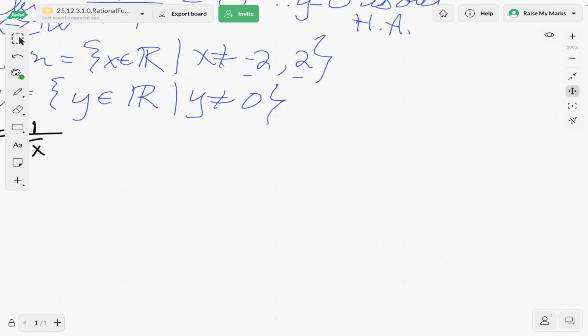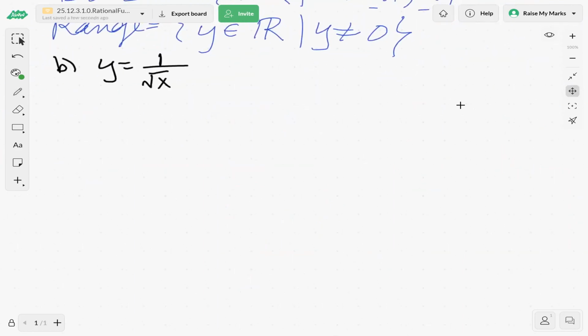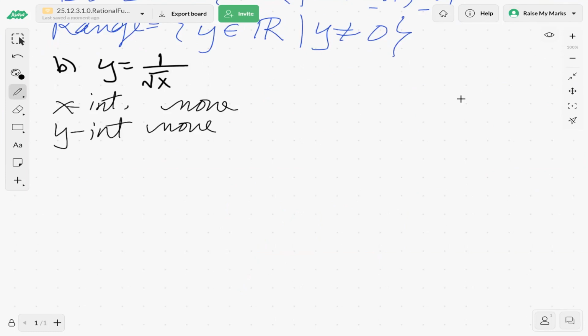Okay. So we have one question left. y equals 1/√x. Let's have a look at this one. So again, our x-intercepts. We always start with our x-intercepts. Do we have any? No, none. It's not possible for this function to equal 0, because our numerator is a constant. What about the y-intercept? Again, none, because if you plug a 0 in for x, we're dividing by 0, and that's not legal.